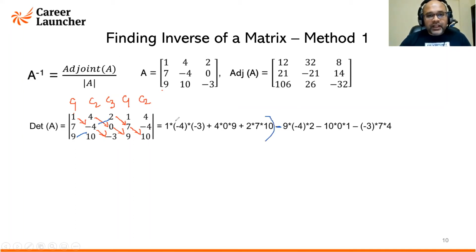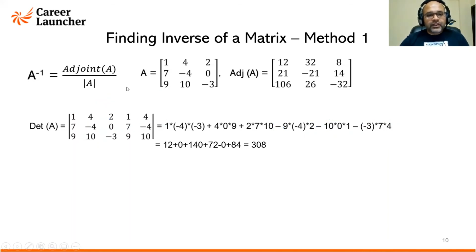So first three diagonals are positive. The next three diagonals, so this is your reverse diagonal, 9, minus 4, 2. This is your second diagonal, 10, 0, 1. This is your third diagonal, minus 3, 7, 4. If you notice, all of them are getting subtracted. Right? So the red lines that diagonals have drawn are adding. The blue line diagonals that I'm drawing here are going to subtract. Right? So this is what you're supposed to do.